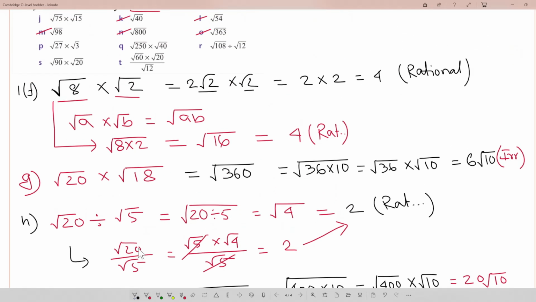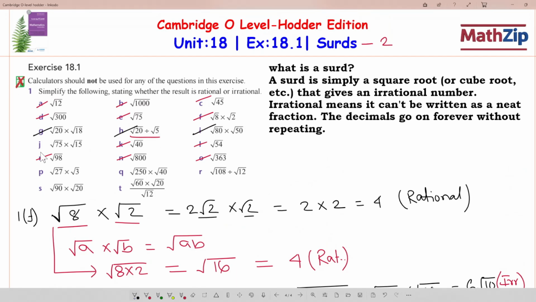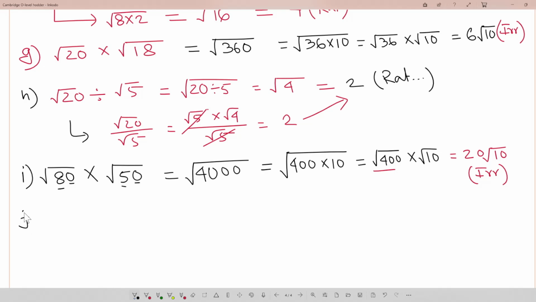Then what is 1j? Root 75 times root 15. This one looks big. If you want, you can do it step by step. Root 75 we can write as 25 times 3, so root 25 times root 3, and times here is root 15. Root 15 we cannot do anything with.